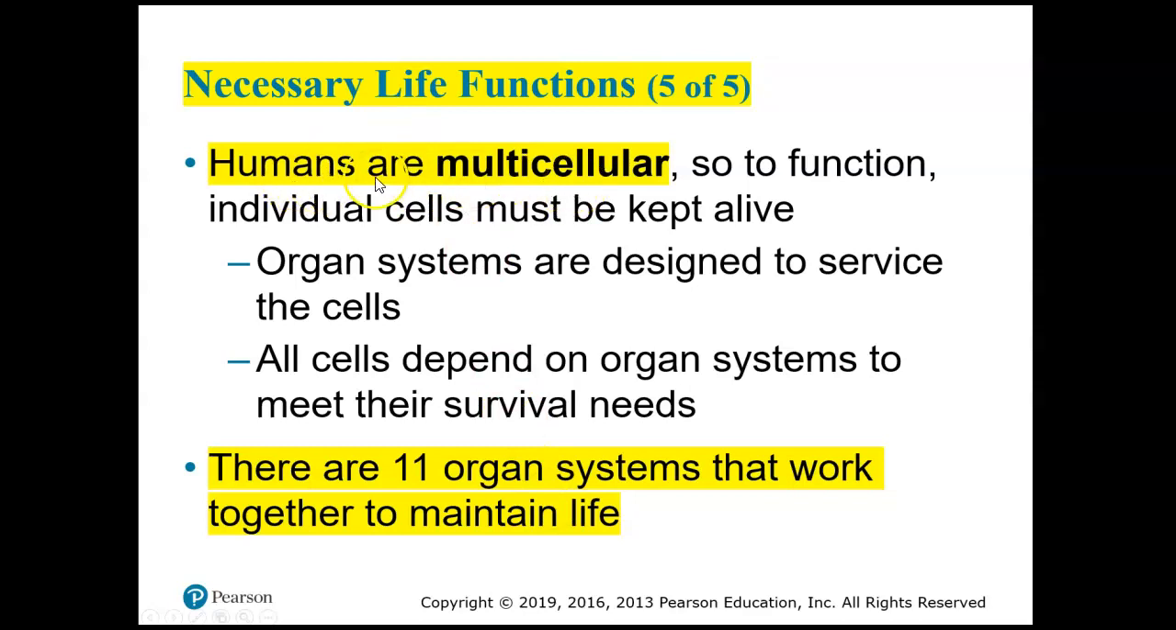Another thing you need to know, if you didn't already, is that humans are multicellular. In fact, you may not know this, but we are composed of around 100 trillion cells. Only 10 trillion of those cells are actually part of our body, though, and 90 trillion on average are microorganisms that live inside of us or on us. And then there are 11 organ systems that work together to maintain life, and we will go over those in the next recording.